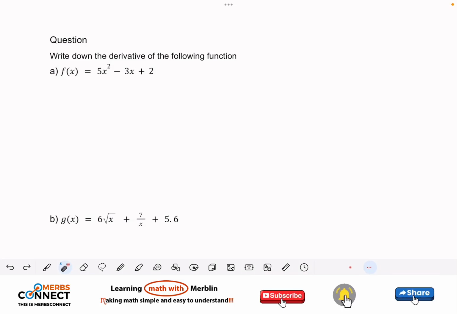In this video, we are going to go through this example together. This question is asking us to find the derivative of the following functions. For this one, we are going to use what is called the power rule. So what is the power rule?